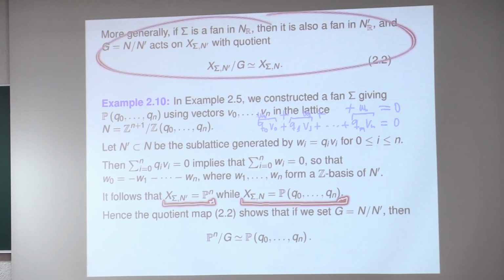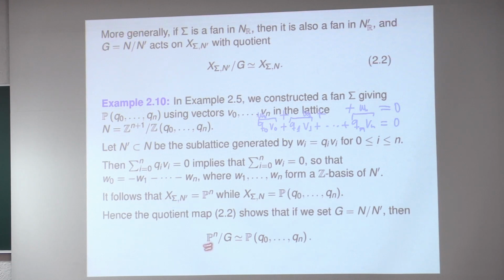So this up here is saying that Pn admits a quotient by the finite group that would be the quotient of N and N prime with quotient variety equal to weighted projective space. So weighted projective space can be presented as a quotient of the usual projective space.